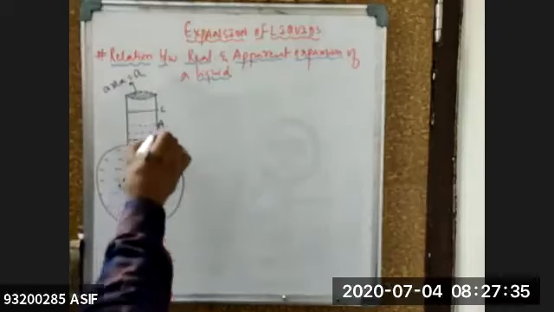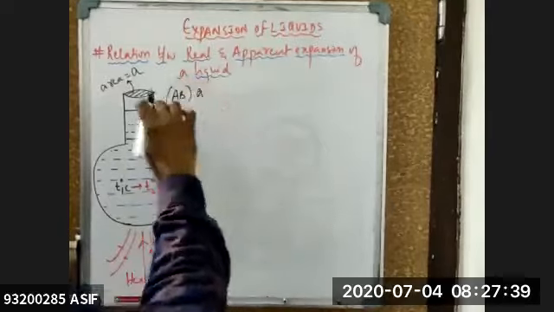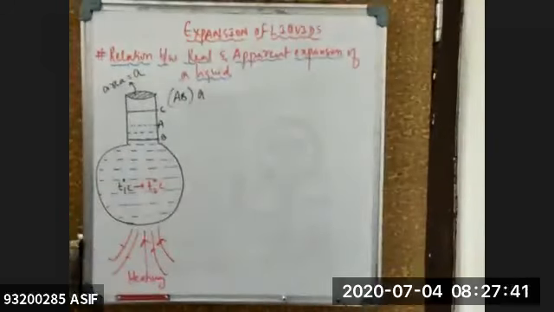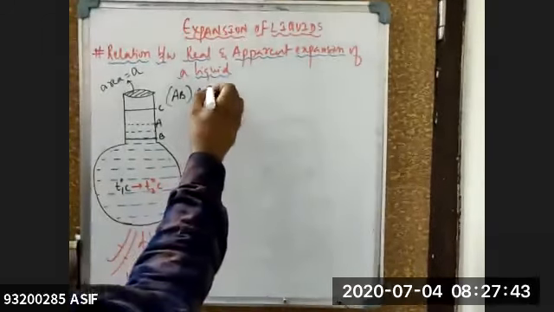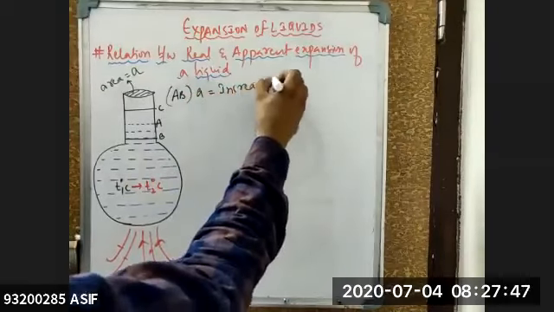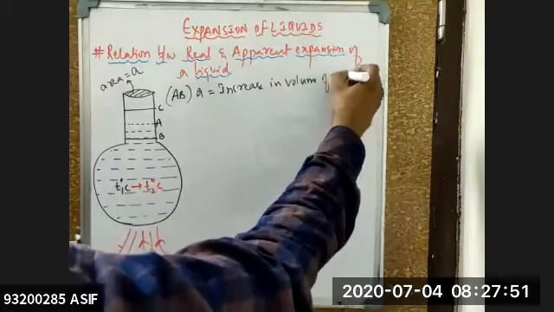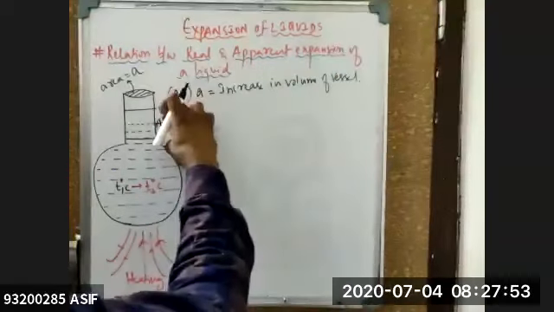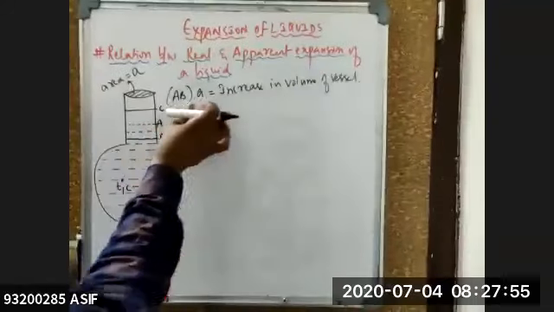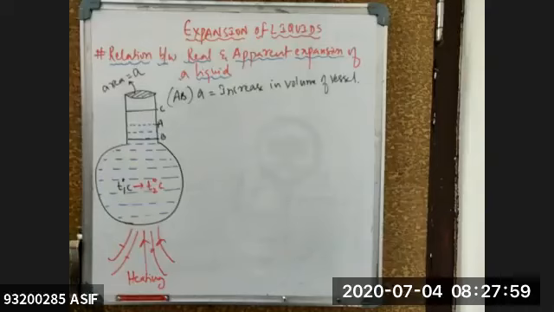So if I write this, AB into A. AB is nothing but length. Length into area will give me what? The increase in the volume of your vessel. Right? This length into area is nothing but the increase in the volume of your vessel.